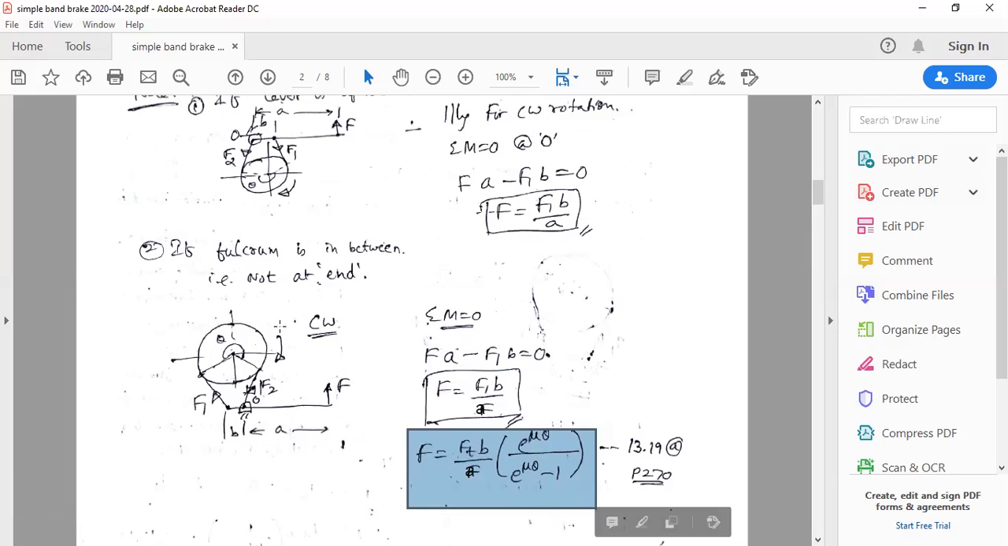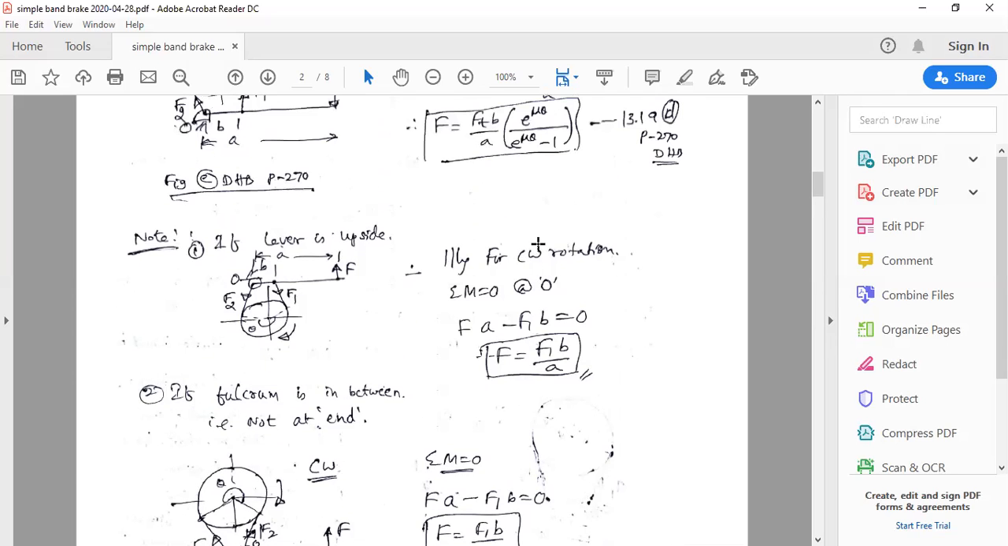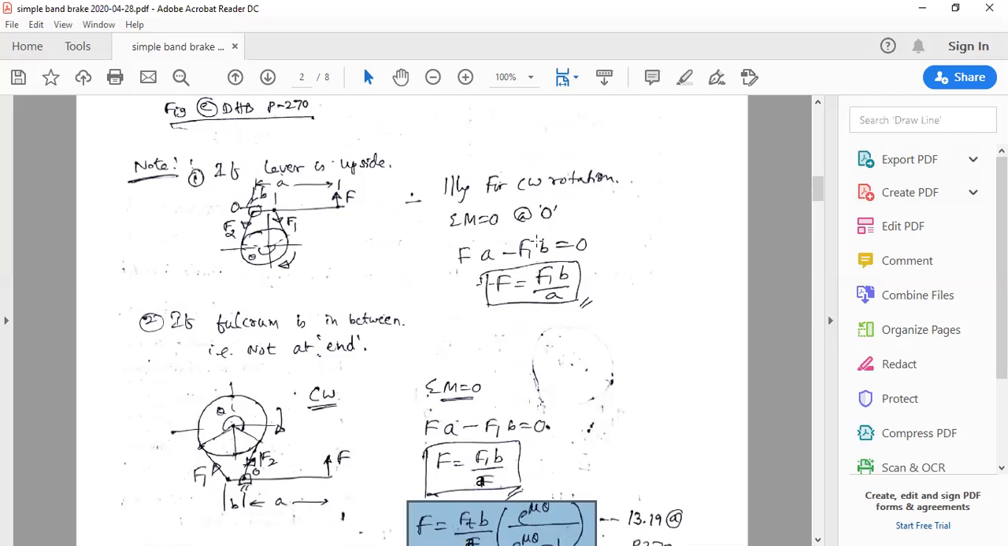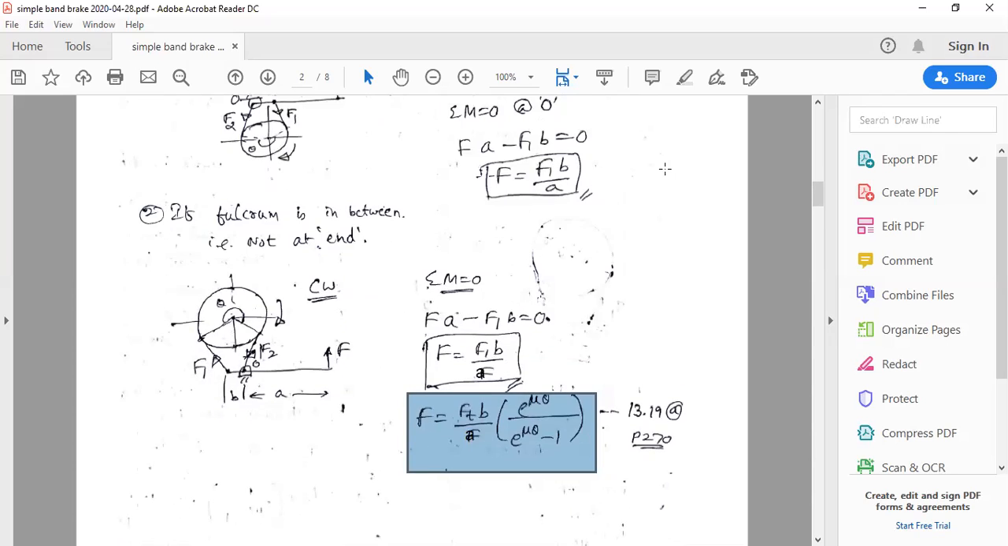So we have to see what kind of arrangement it is, where the particular fulcrum point is located, or how the particular sketch is given. Based upon that, we have to use the moment equations from page number 270 of the data handbook, equation number 13.19a or 19b, or 19c, 19d. These are things we have to keep in mind. So this is about the calculation of the actuating force.